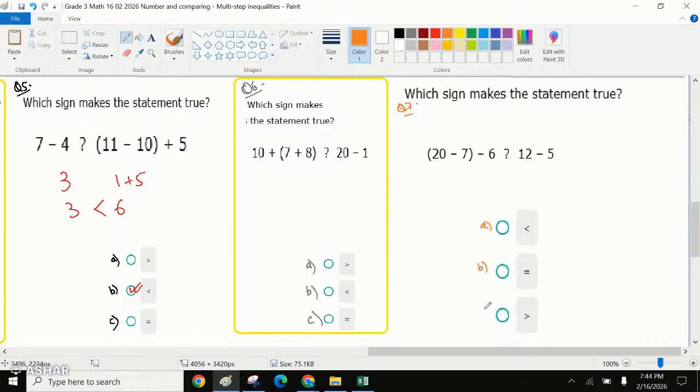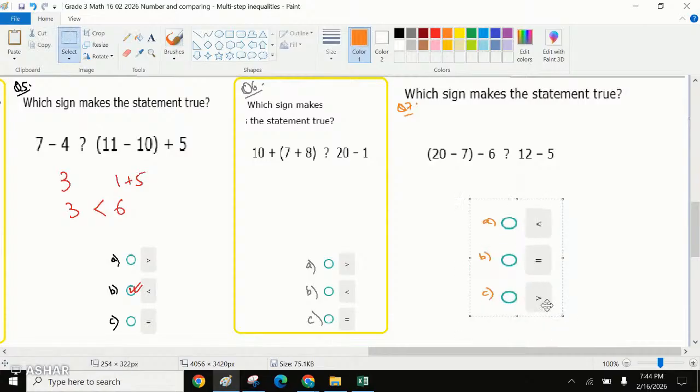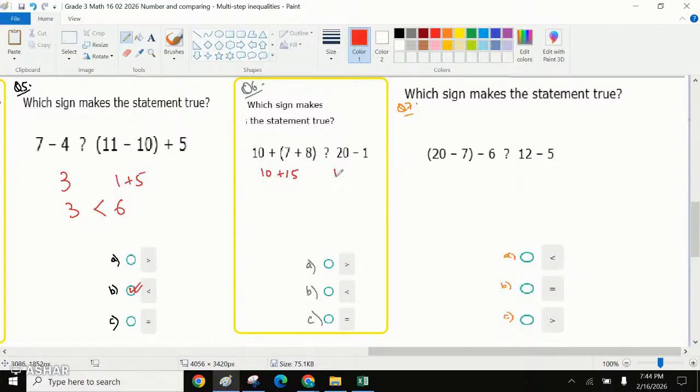What about question number 6? In question number 6, they have 10 plus 15 and this was 19. So we know that 25, yes, thank you, it's greater. And 20 minus 7 was 13 minus 6. And 12 minus 5 was 7. 13 minus 6 is also 7, right? Thank you. Option B was correct. Agreed? 13 minus 6 is always 7, and 12 minus 5 is also 7. So we say they're equal.